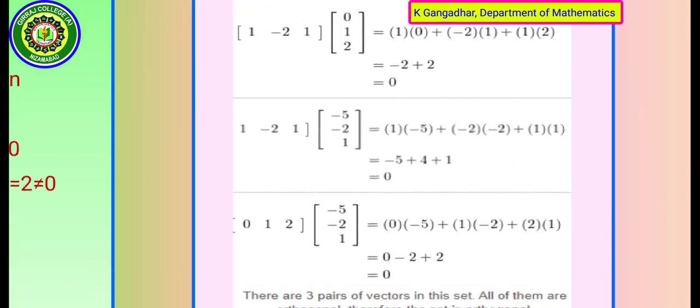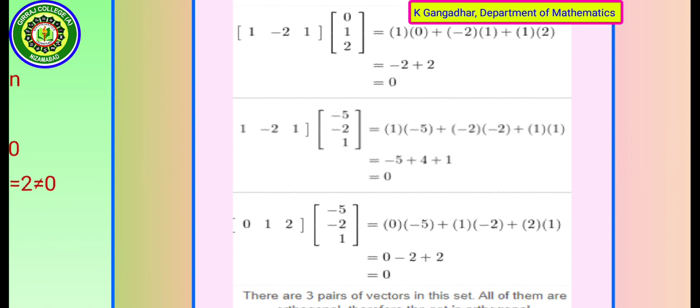Next v2 dot v3. So (0, 1, 2) into (-5, -2, 1): 0 into -5 plus 1 into -2 plus 2 into 1. So 0 minus 2 plus 2 equals 0. So here the inner product of two distinct vectors is 0.